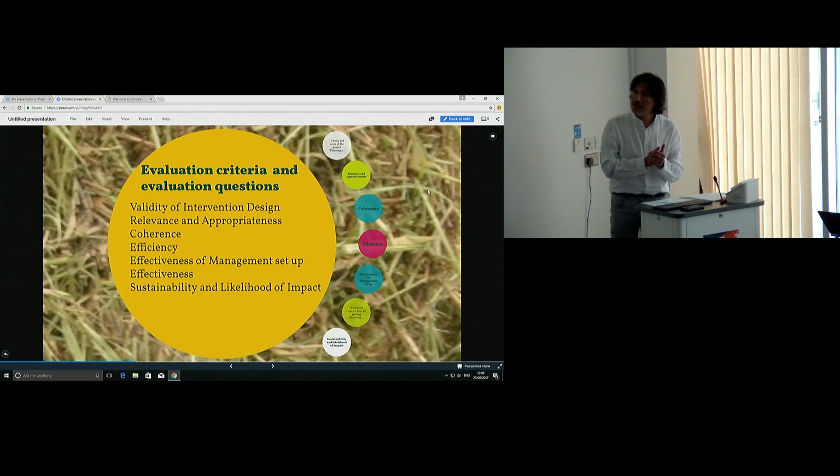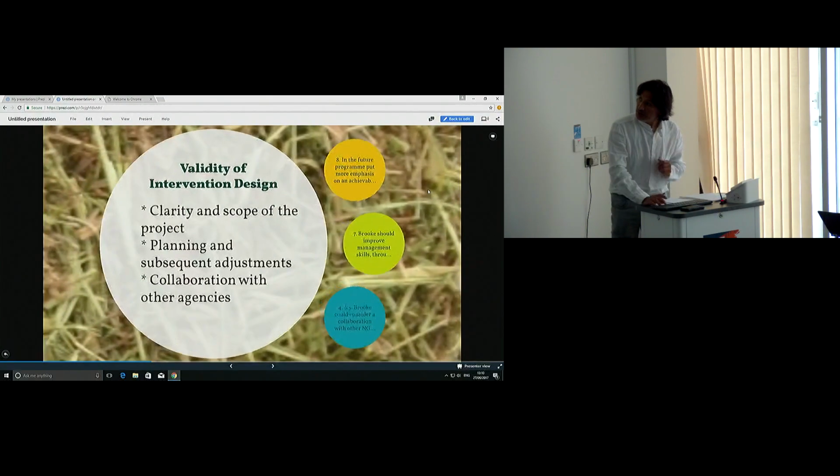The recommendations are organized into recommendations at strategic level, recommendations for M&E, for evaluation, for community engagement, and so on. But I tried to put the recommendations in terms of each area that we're looking at. They have specific recommendations. So for validity of the intervention design, we have 3 recommendations: 8, 7, and 4 and 5 from the document.